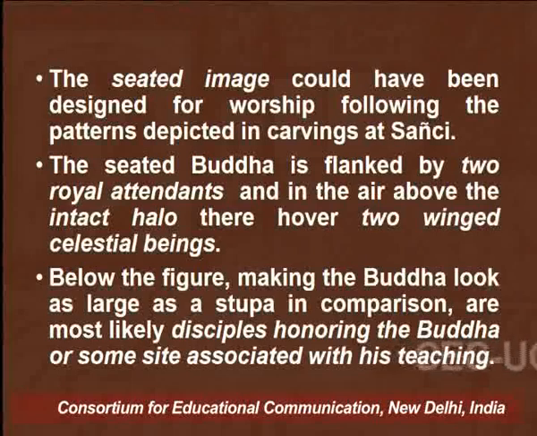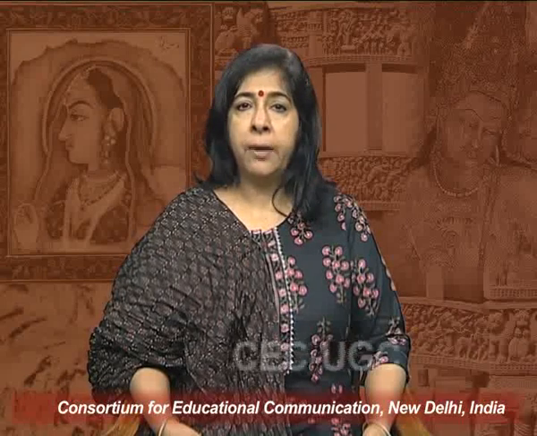The seated image could have been designed for worship following the patterns that had been depicted in several carvings at Sanchi. The seated Buddha was flanked by 2 royal attendants, and above there were 2 winged celestial beings. Below the figure, there was an attempt to make the Buddha look as large as a stupa in comparison, and this was probably a way of showing the power, influence and importance of the Buddha.